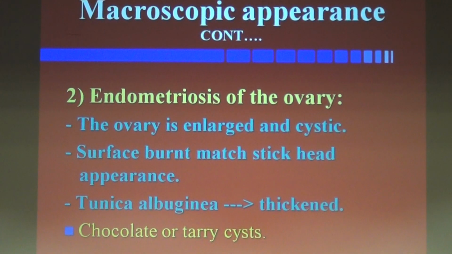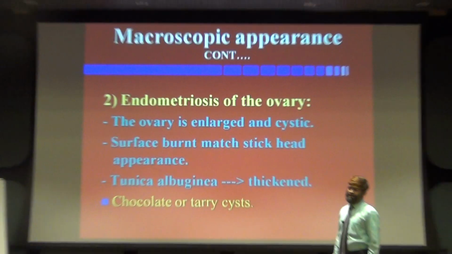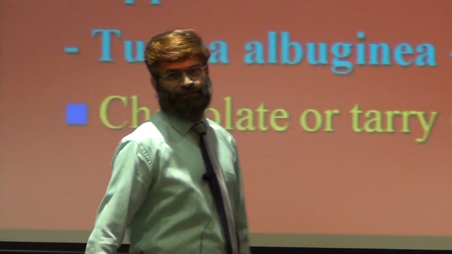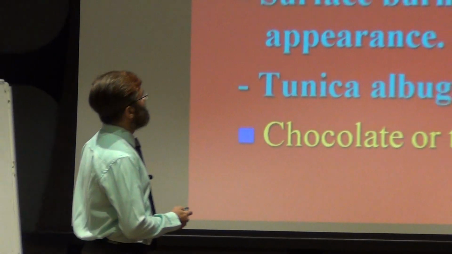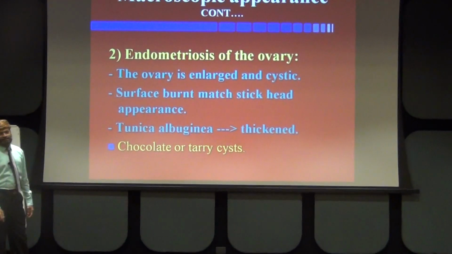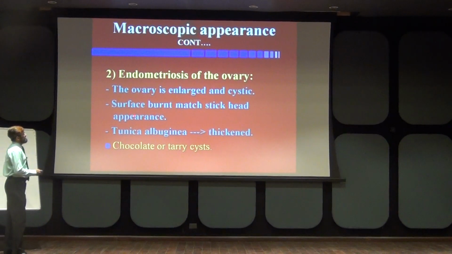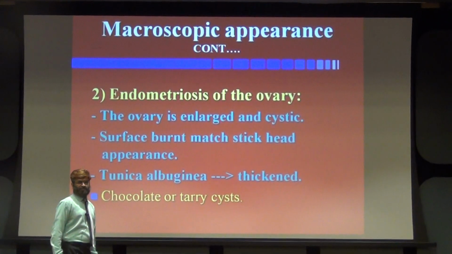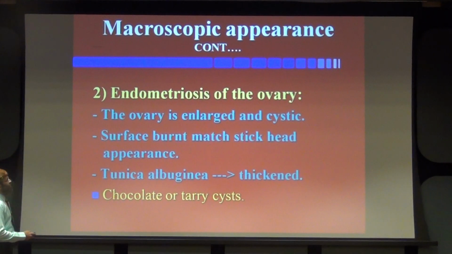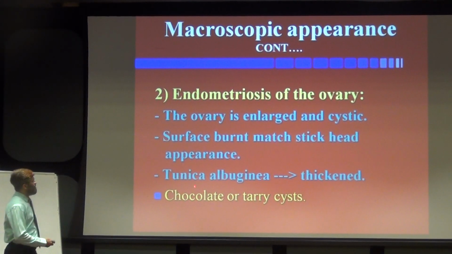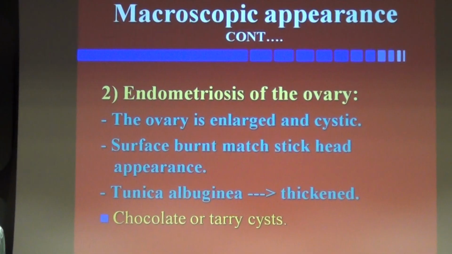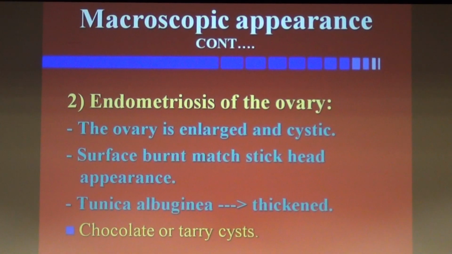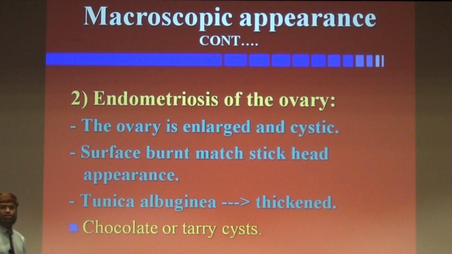Next is the macroscopic appearance of endometriosis externa. The most important site for endometriosis externa is the ovary. This again is very important. The ovary is enlarged and cystic. That is a very important point to be noted. On the surface of the ovary, on laparoscopic view, there may be observation of powder burns. A matchstick burns kind of appearance will be seen, or matchstick head appearance. The other point to be noted is that the tunica albuginea will be thickened in endometriosis externa, especially endometriosis of the ovary. And the last most important one is what we call chocolate cyst of the ovary.